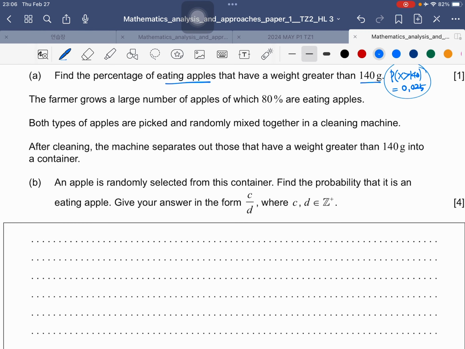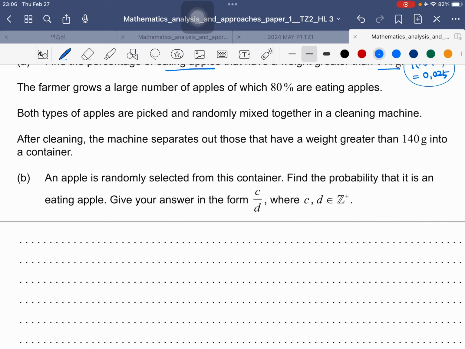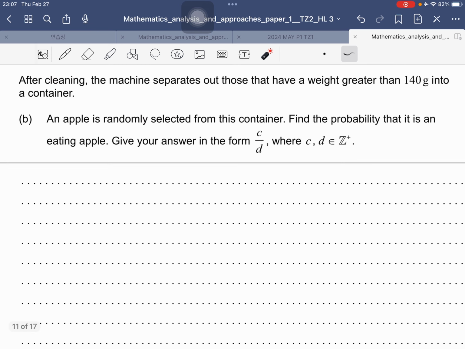The farmer grows a large number of apples, of which 80% are eating apples. Both types of apples are picked and randomly mixed together, and put through the cleaning machine. After cleaning, the machine separates out those that have weight greater than 140 gram into a container. An apple is randomly selected from this container. Find the probability that it is an eating apple.